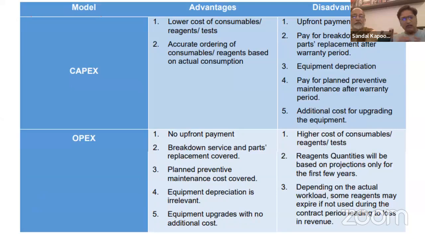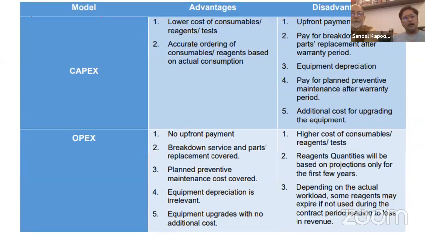Whereas the disadvantages could be that an upfront payment has to be made because I'm purchasing the equipment, then I pay for breakdown services and replacement. If I have a maintenance contract that lasts for 2 or 3 years, I'll have a recurring cost of continuing my maintenance contract, then pay for planned preventive maintenance after the warranty period, and an additional cost for upgrading the equipment. This is the case when I am purchasing the equipment.